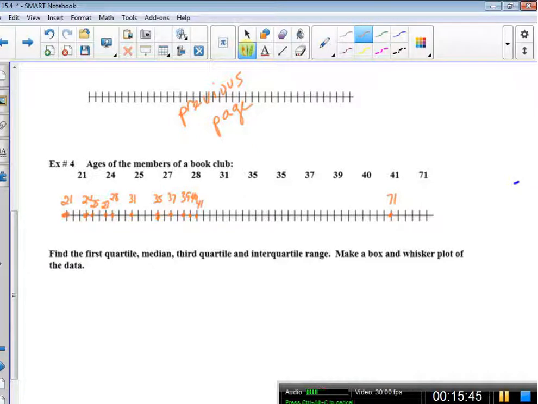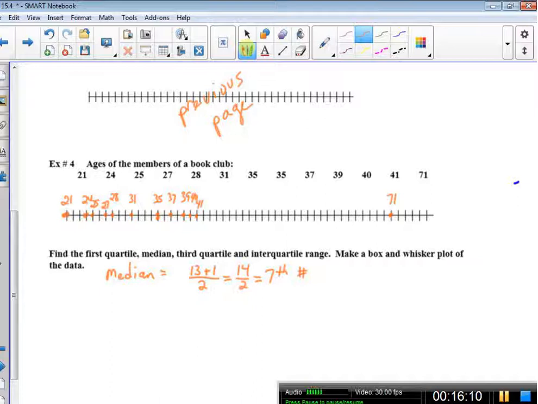That's 71. So to find the median, we have 1, 2, 3, 4, 5, 6, 7, 8, 9, 10, 11, 12, 13. So for the median, I'm going to do 13 plus 1 divided by 2, so 14 divided by 2, so the median is at the 7th number.